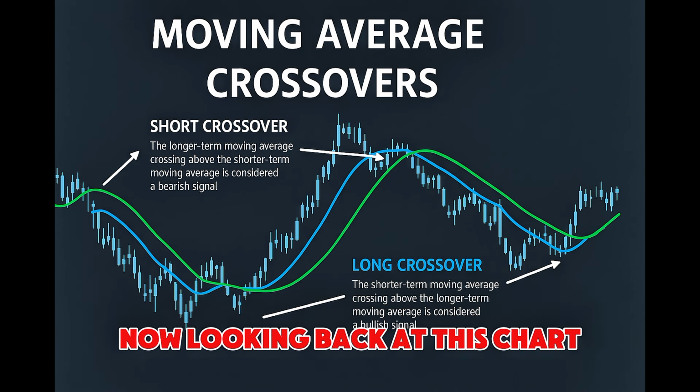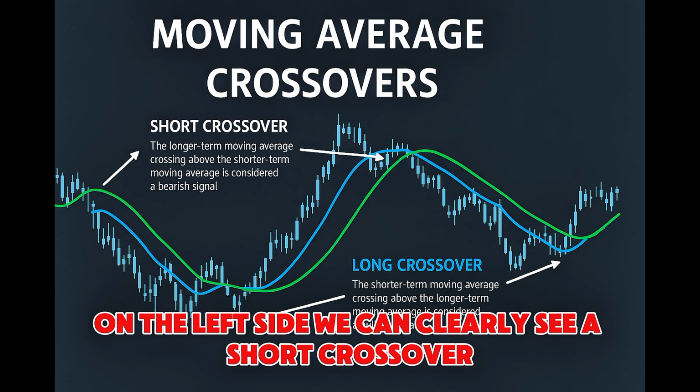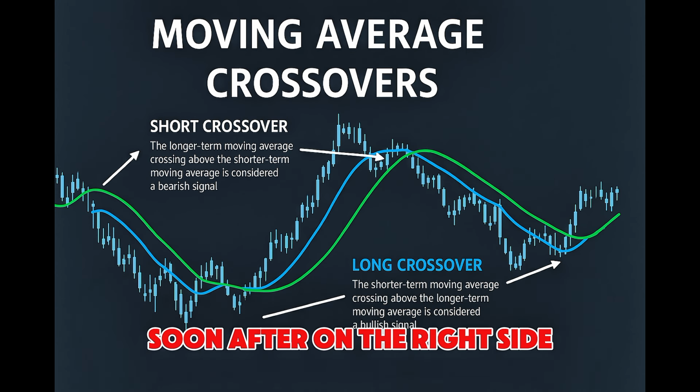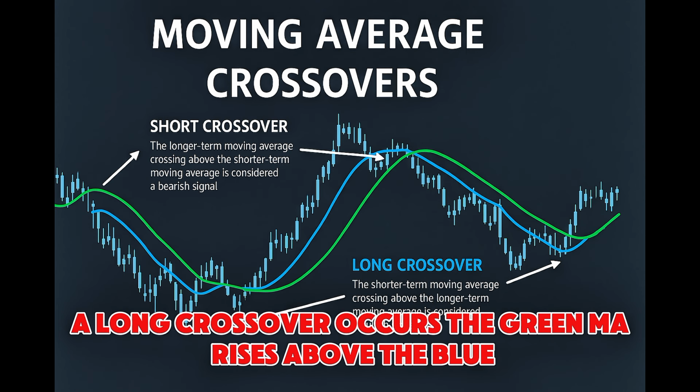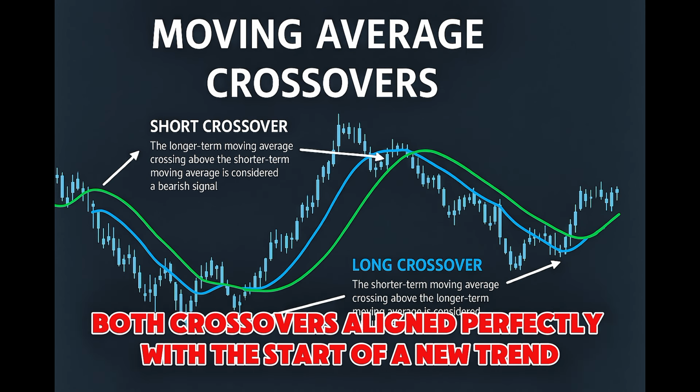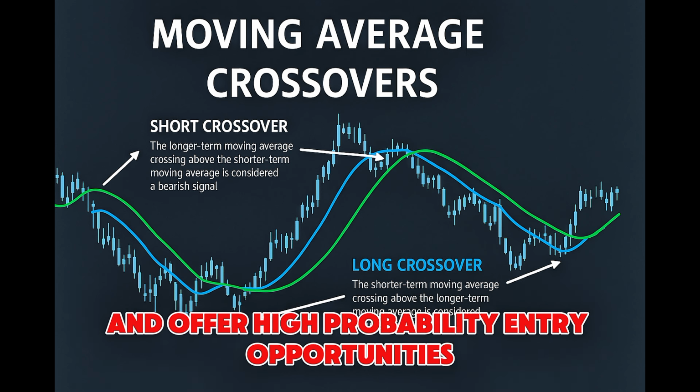Now, looking back at this chart, on the left side, we can clearly see a short crossover. The green moving average drops below the blue and price falls soon after. On the right side, a long crossover occurs. The green MA rises above the blue, and the price moves upward with momentum. Both crossovers align perfectly with the start of a new trend and offer high probability entry opportunities.